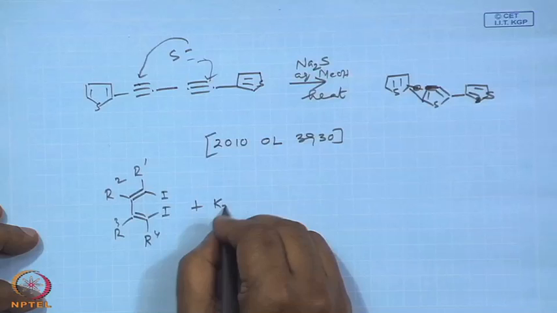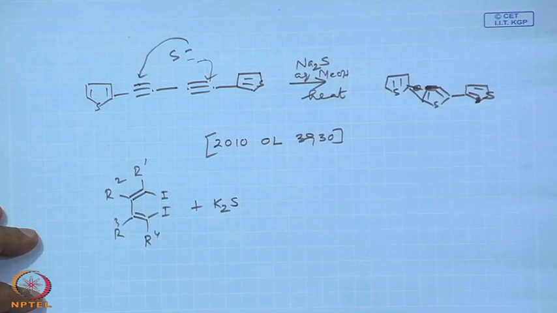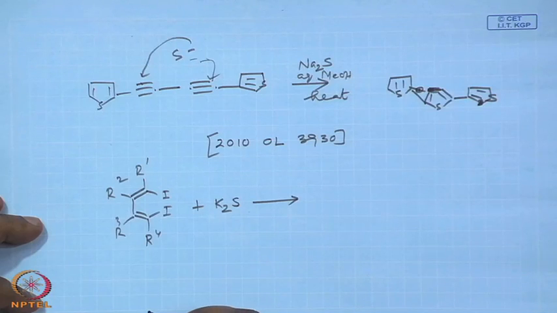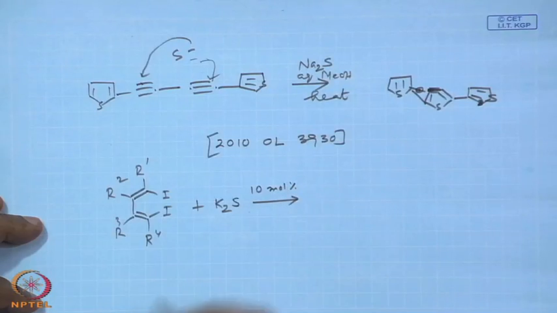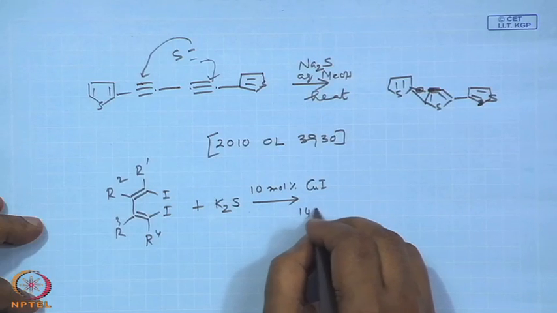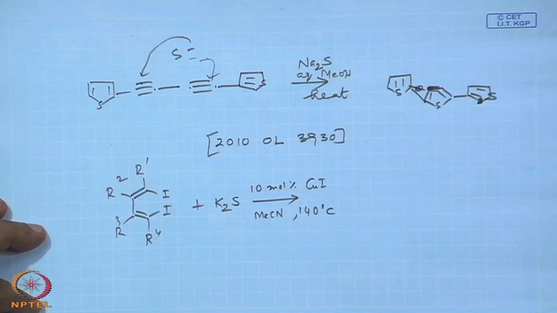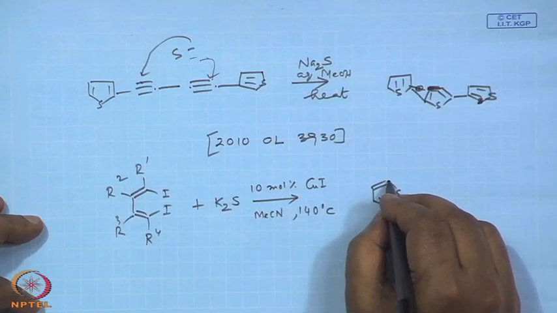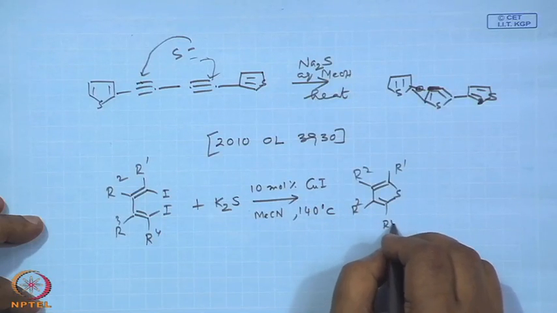Now, since the iodine is connected to an sp2 carbon, it is not that reactive, but the sulfur source is potassium sulphide instead of sodium sulphide. I do not know why, but that does not work alone. So, you have to use a catalyst, and of course, whenever you have copper, there is a chance you need a transition metal. In this case it is 10% cuprous iodide, the temperature is around 140 degrees centigrade, the solvent is acetonitrile, the yield is very good and the reaction is very general. So, what you can get now is a highly tetrasubstituted thiophene.